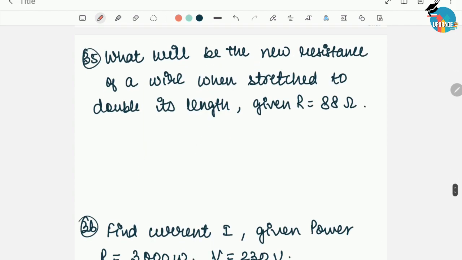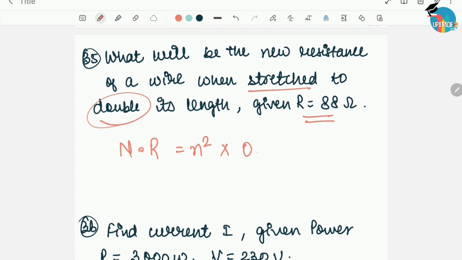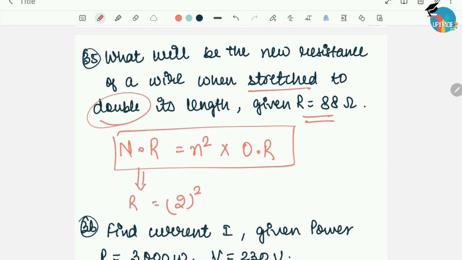Next question asked was, what will be the new resistance of a wire when it is stretched to double of its length? Given the resistance value is 88 ohm. As we all know, if a wire is stretched to double of its length, the formula is new resistance is equal to n square into old resistance. So we have to find the value of new resistance. Here the wire is stretched 2 times, so 2 square into the old resistance 88, so 4 into 88, the correct answer is 352 ohms.